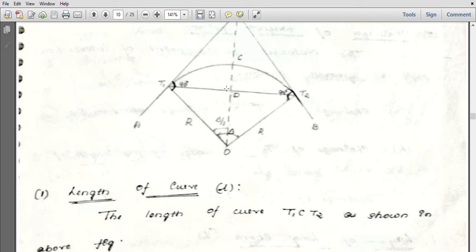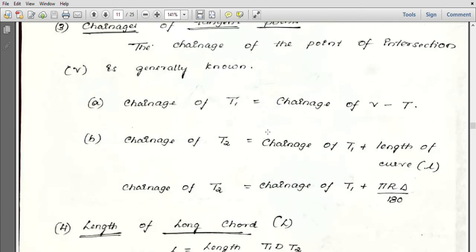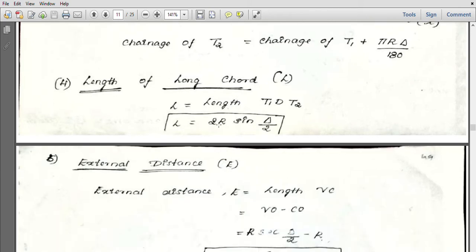So this is now the opposite side. Therefore we have to apply the sine rule. While applying the sine rule, we will get L is equal to 2R sine delta by 2. Why 2R? Because first we are calculating T1D, so R into sine delta by 2. So T1 T2 means that is 2 times T1D, so that is 2R into sine delta by 2.